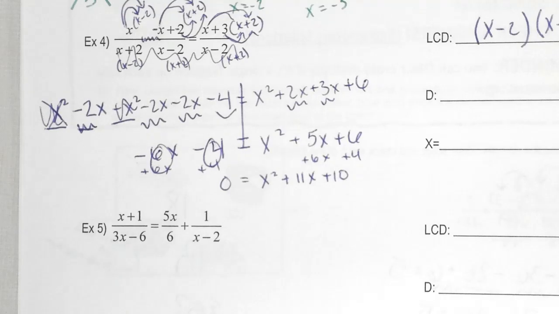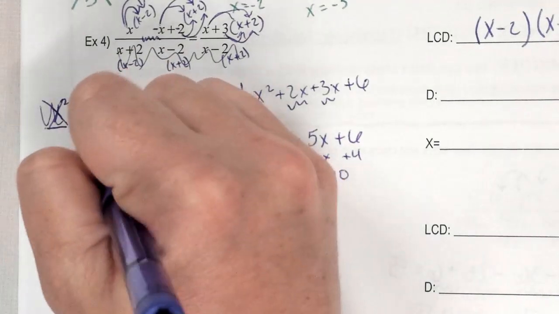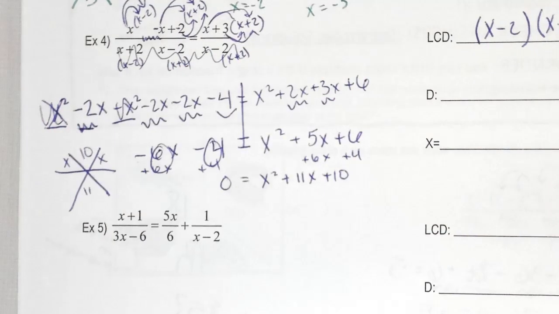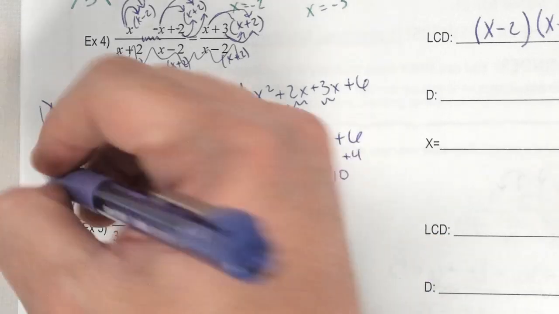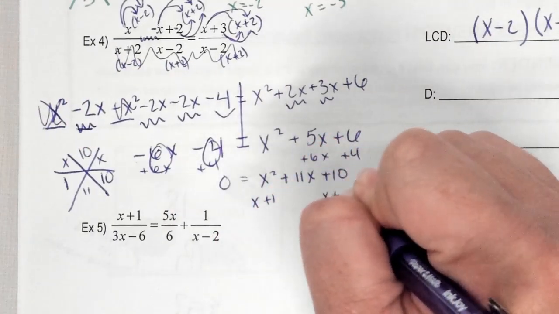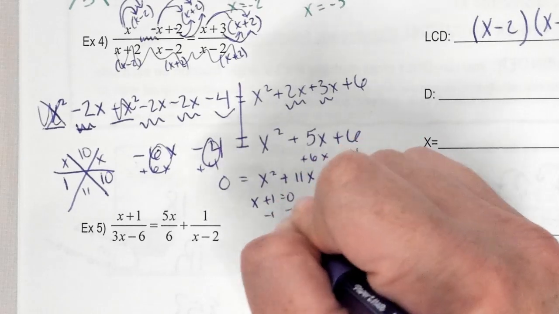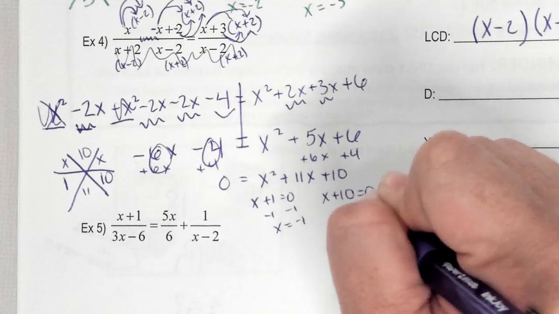Now what? Factor it. Yeah. So what multiplies to give you 10 and adds to give you 11? 1 times 10. So I have x plus 1, x plus 10, equals 0, sorry. X equals negative 1.